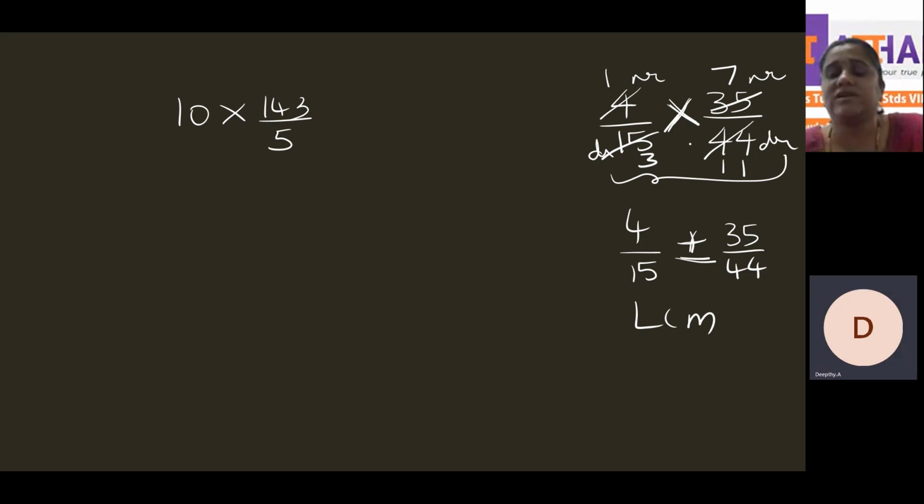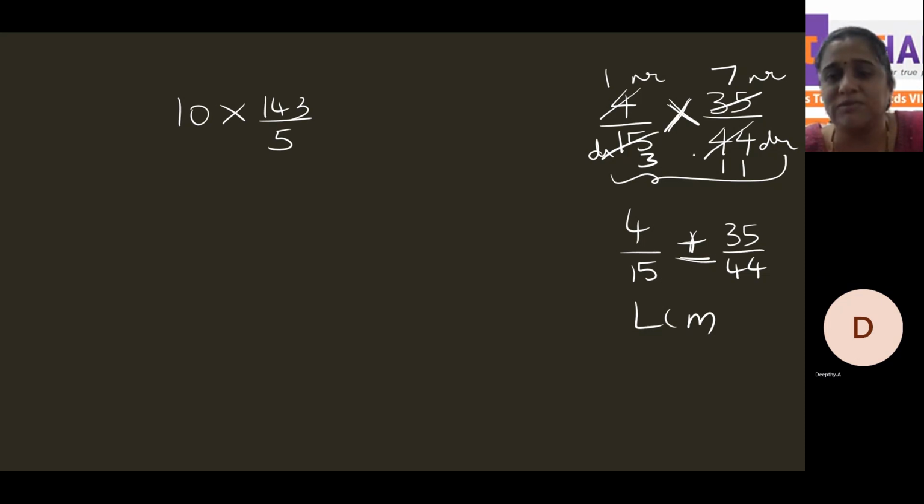Correct. So after this, how can we simplify more? You cannot simplify them any further. Now, once you simplify like this, multiply the numerators. 1 into 7, 7. Multiply the denominators. 3 into 11, 33. And this is the answer. 7 by 33 is the answer for this example.